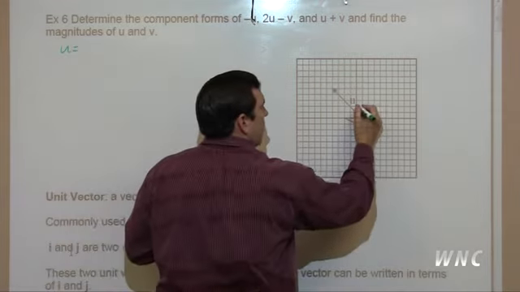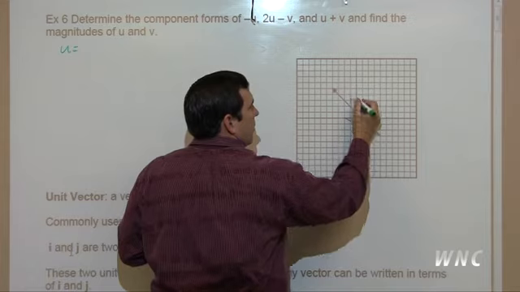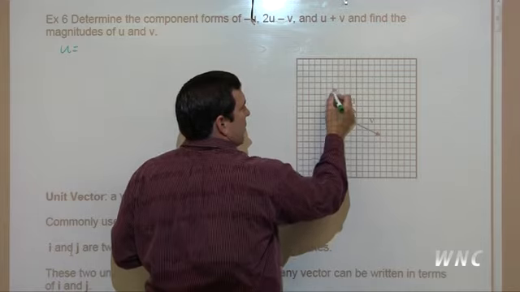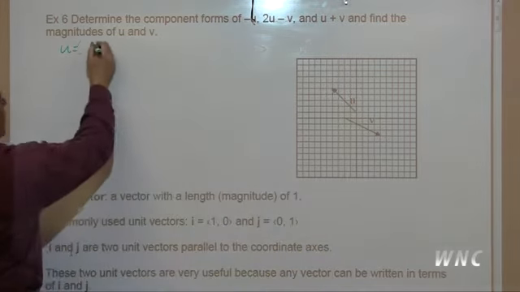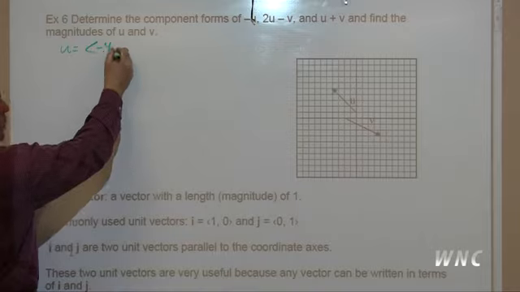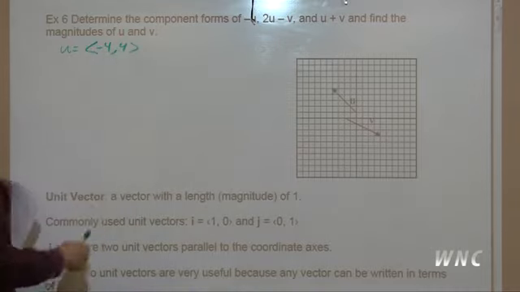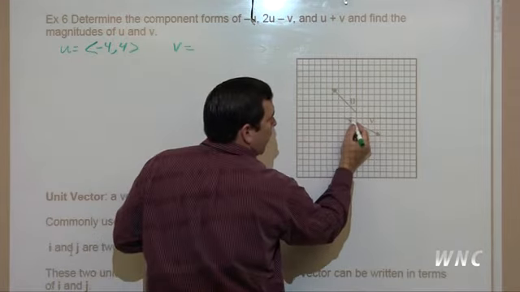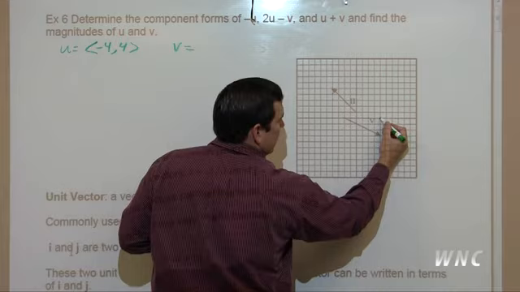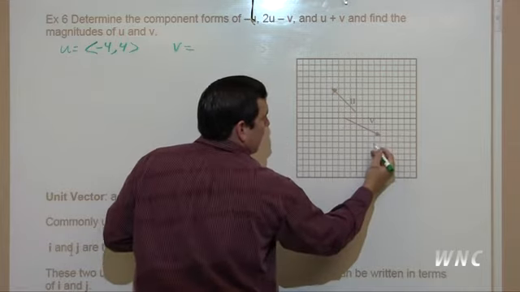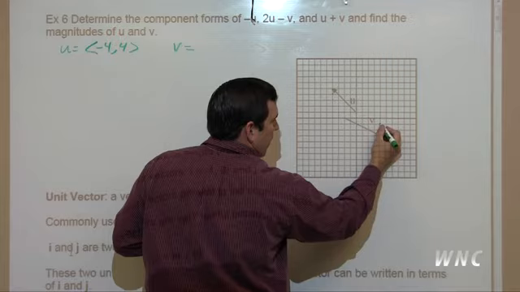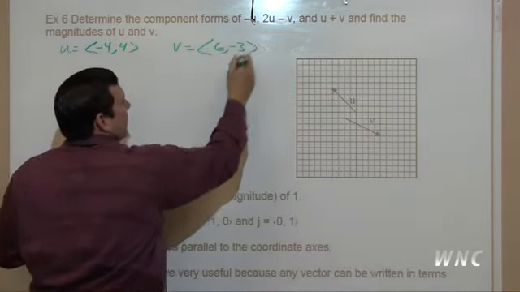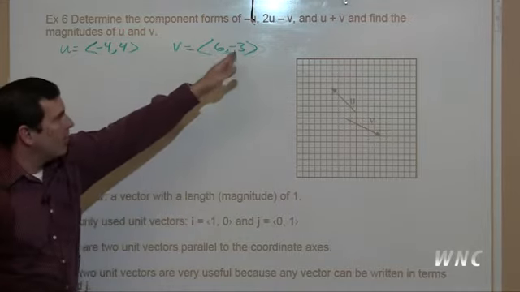U is going up 1, 2, 3, 4. So I should have done the other one first. It's going to the left 1, 2, 3, 4, then up 1, 2, 3, 4. So it has the component form of negative 4, because it goes to the left 4, comma, positive 4 because it goes up 4. And v, it's going 1, 2, 3, 4, 5, 6. So the horizontal part is positive 6, then it's going down 1, 2, 3. So it's going to be 6, negative 3. Go 6 to the right, 3 down.